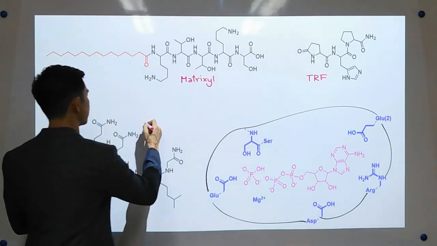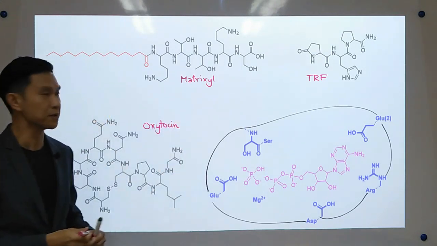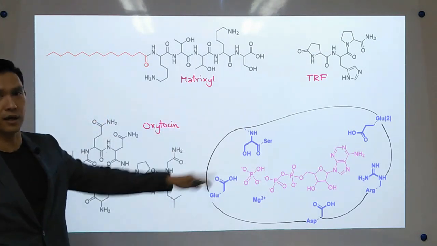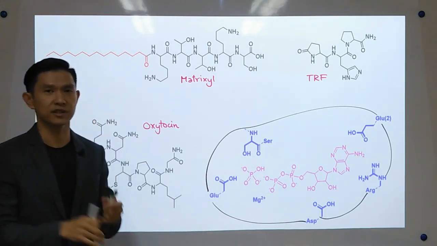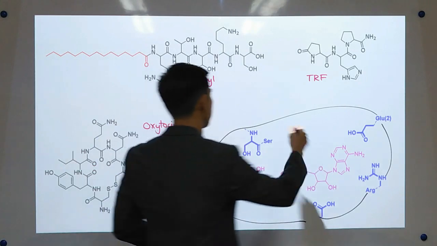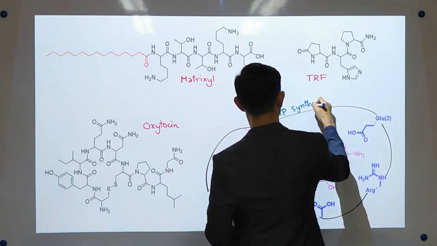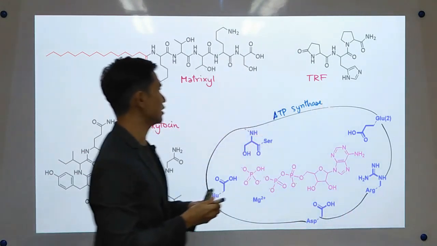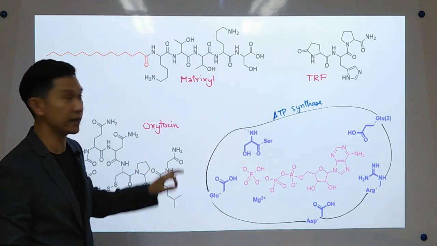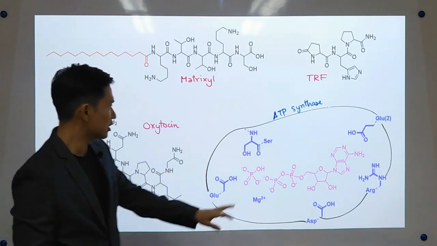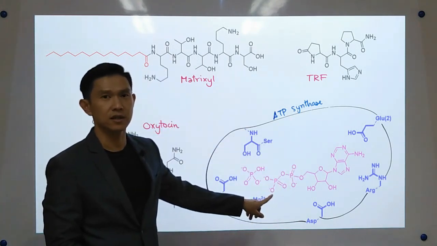And this is bovine oxytocin. It's a kind of hormone as well. So this one, the blue color, is a protein which can act as an enzyme called ATP synthase. The duty of this ATP synthase is to synthesize the ATP. As you can see here, this is the structure of ADP, adenosine diphosphate.